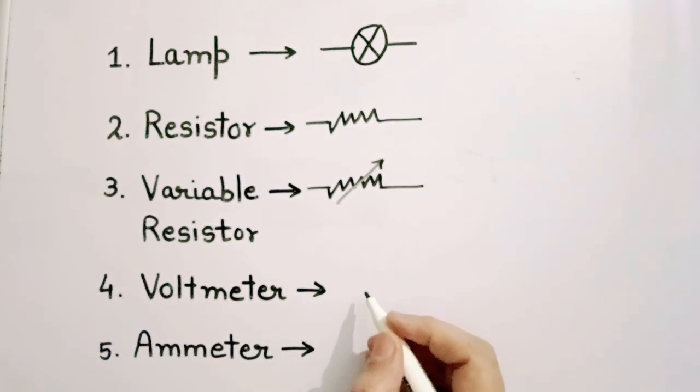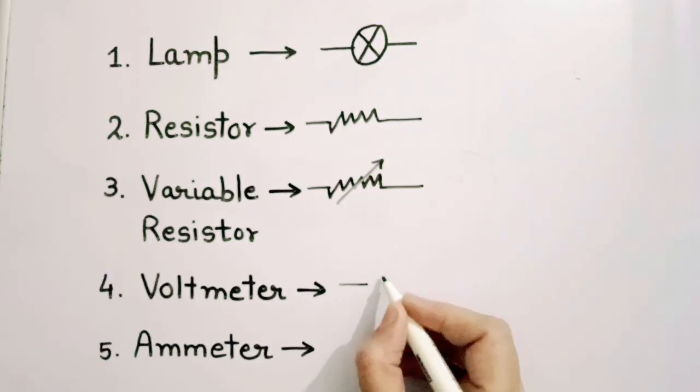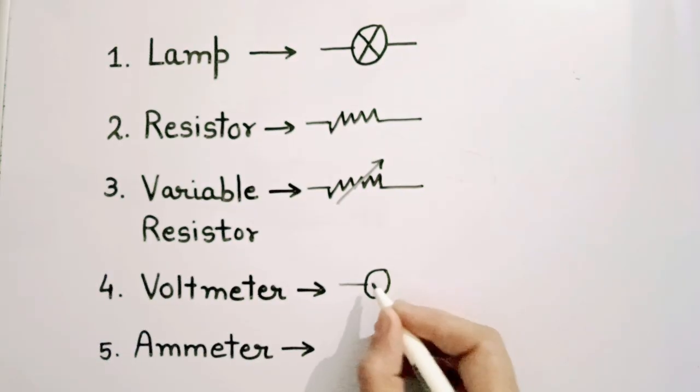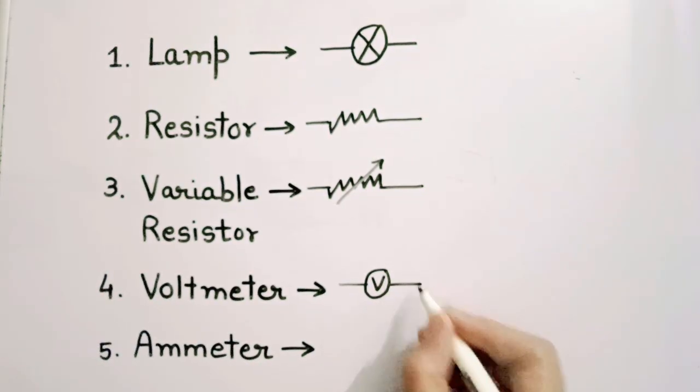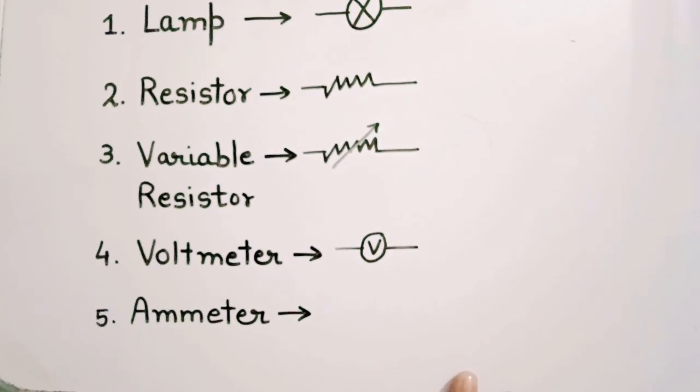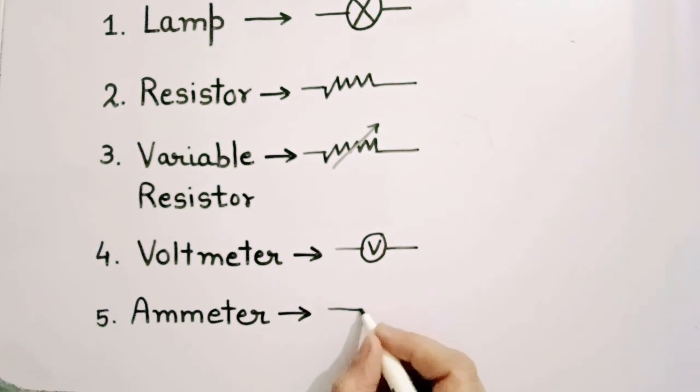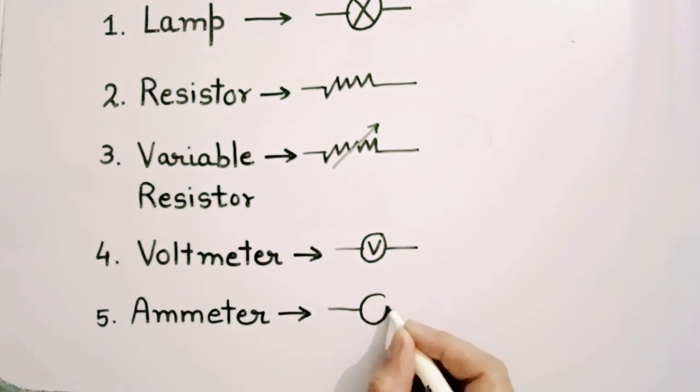If we are dealing with voltmeter, simply it will be capital V and this one, right? Now it is the time for ammeter. So here capital A and this one.